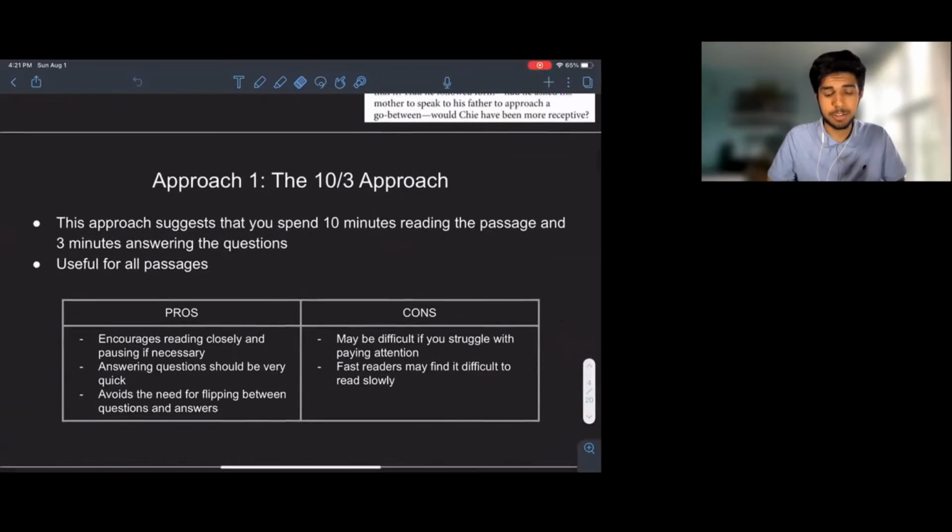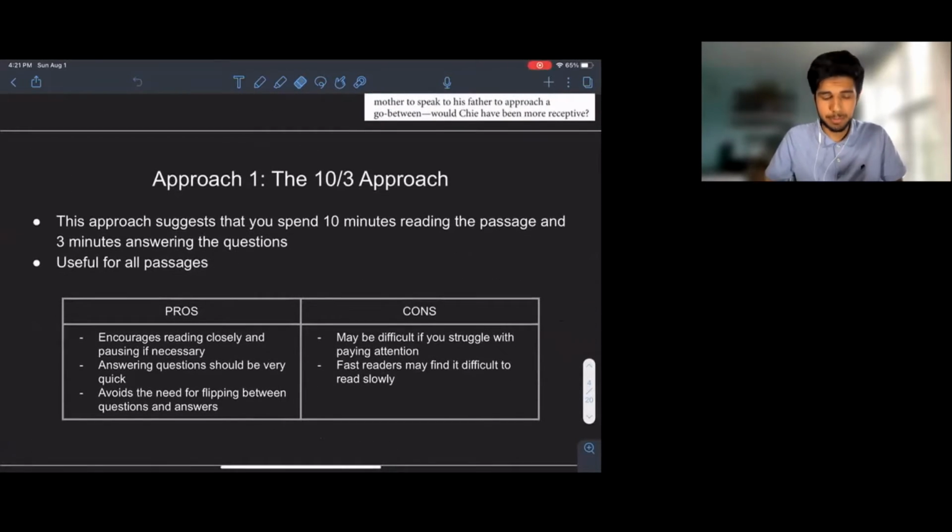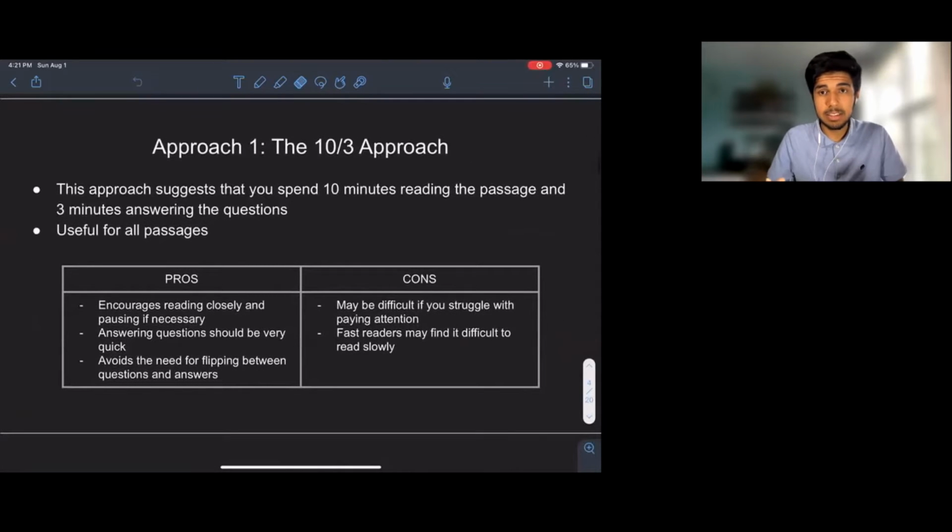And the first approach is what I call the 10-3 approach. This is because the approach suggests that you spend 10 minutes on reading the passage and 3 minutes on answering the questions. And I say that this is useful for all passages. This is the technique that I use the most, and I found it to be the most helpful. So let's look at some pros and cons. First, this approach encourages reading closely and pausing if necessary. And I think this is where the 10-3 approach really shines.